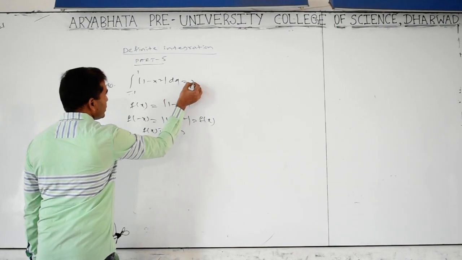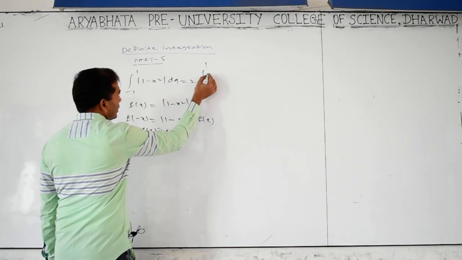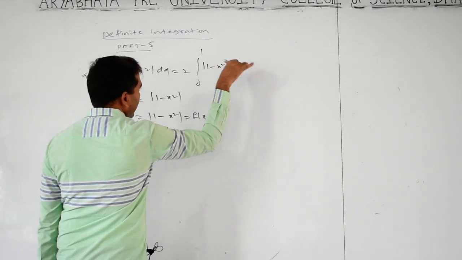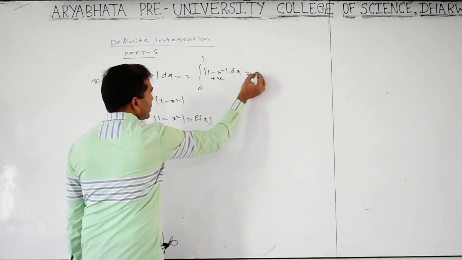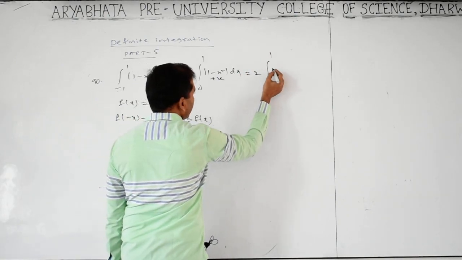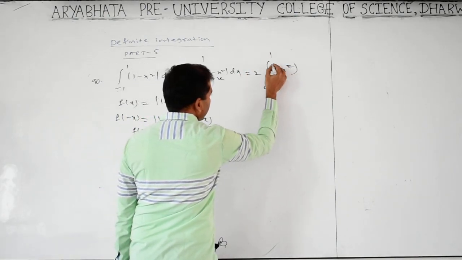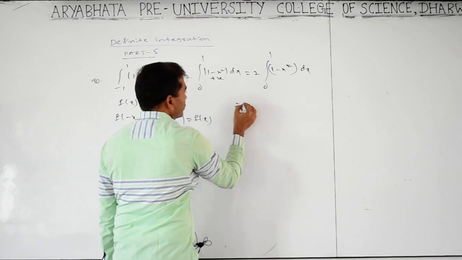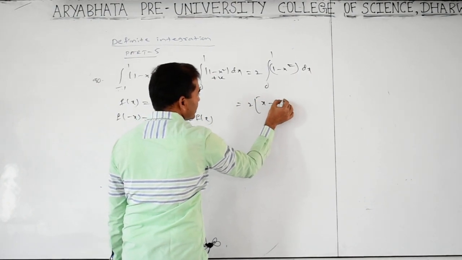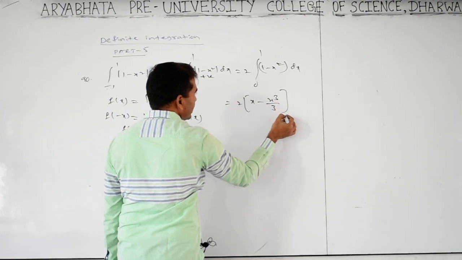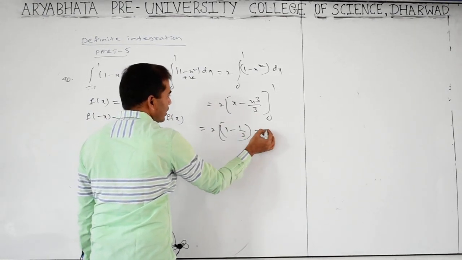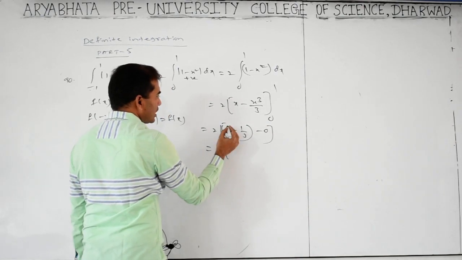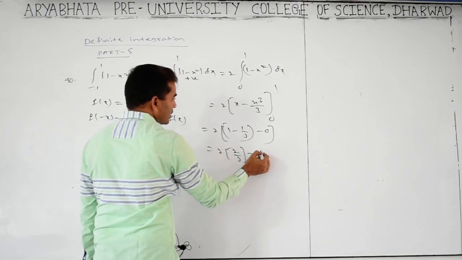Then we can write this as 2 into 0 to 1 mod of 1 minus x square dx. In 0 to 1 this is positive, so 2 into integration of 0 to 1 of 1 minus x square. The integration of 1 is x, x square integration is x cube by 3, limits 0 to 1. 2 into 1 minus 1 by 3, the lower limit is 0. 2 into 3 minus 1, 2 by 3. So the answer is 4 by 3.